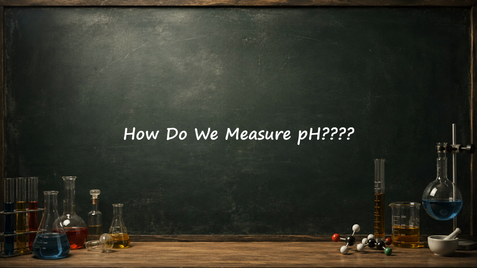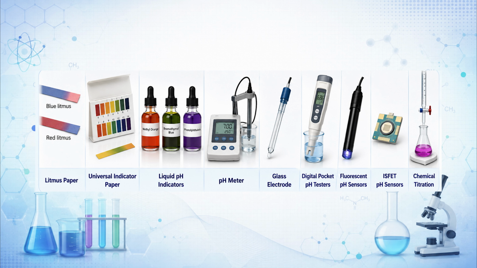So how do we measure pH? There are many ways, like litmus paper, universal indicator paper, liquid pH indicators, pH meter, glass electrode, digital pocket pH testers, fluorescent pH sensors, ISFET pH sensors, and chemical titration.